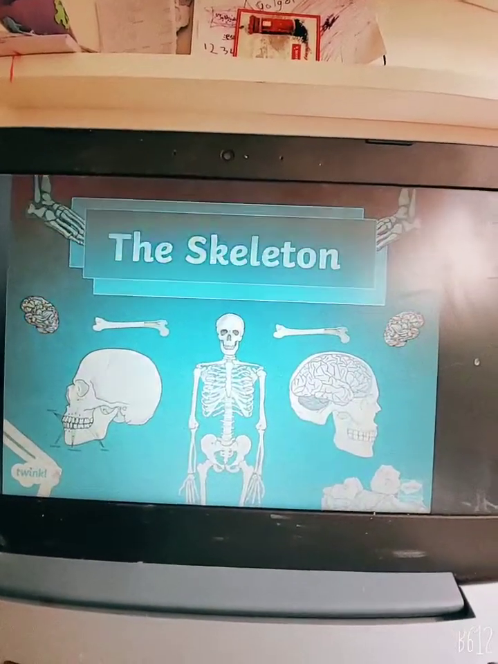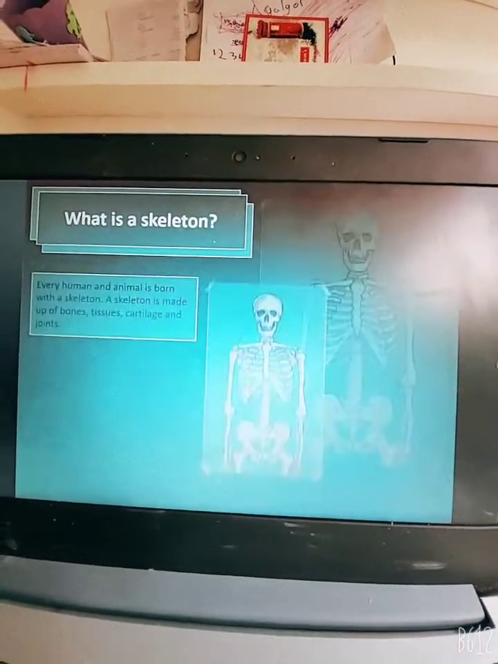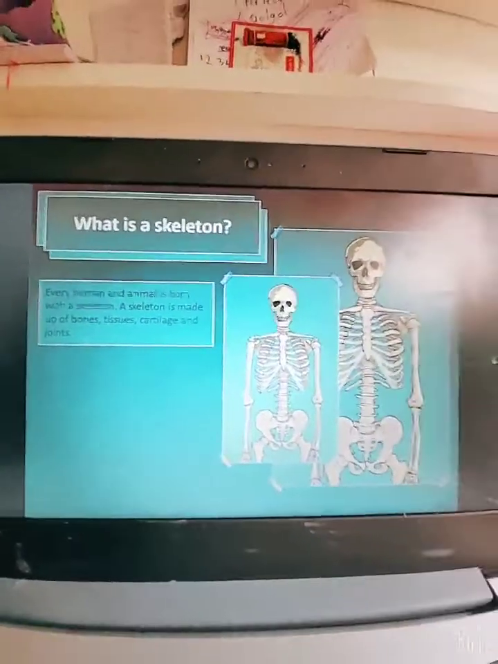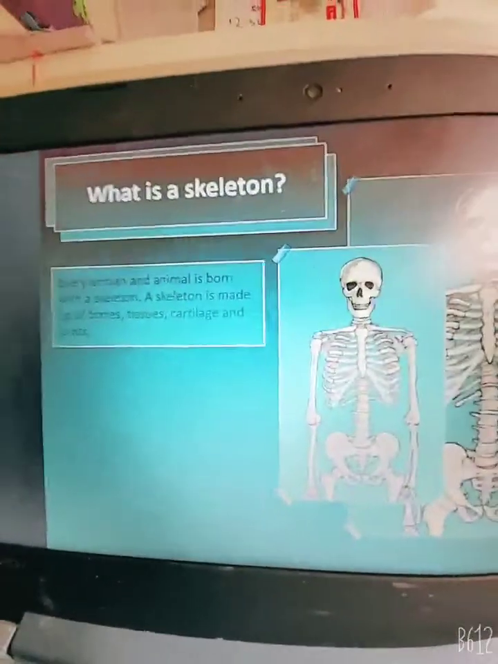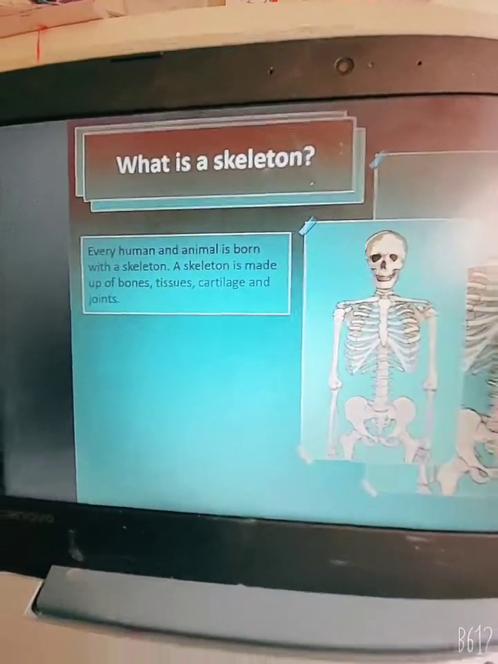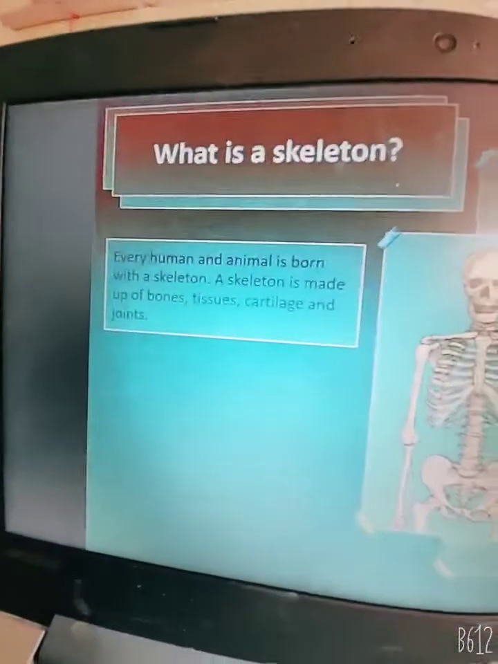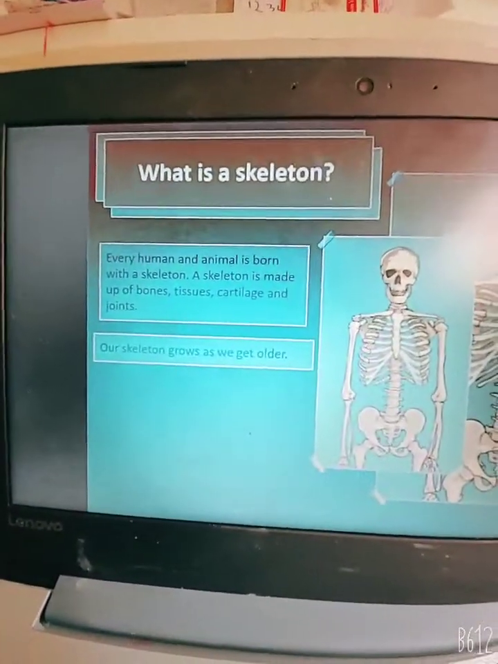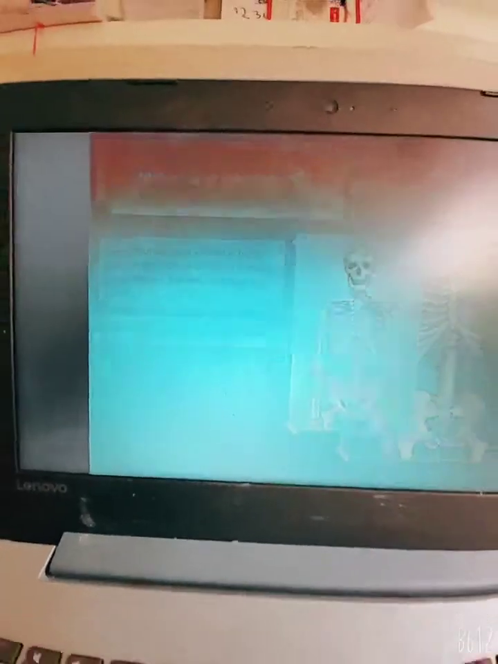The skeletal system is an important structure. Every human and animal is born with a skeletal system. The skeletal system is made up of bone, tissue, cartilage and joints. You can see the skeletal system, isn't it? And our skeletal system grows as we get older.